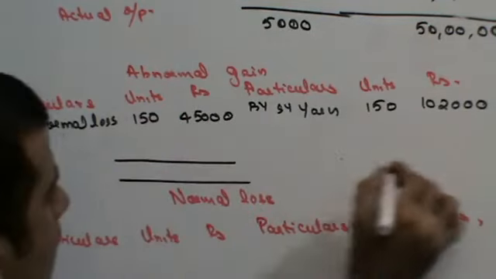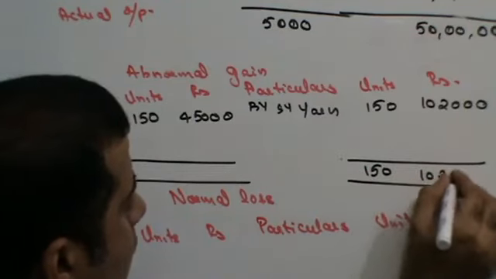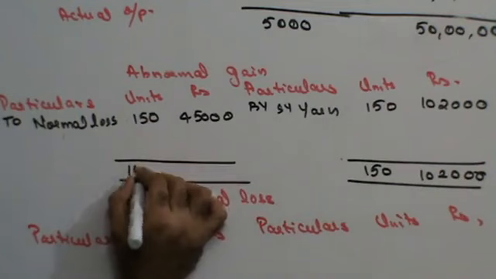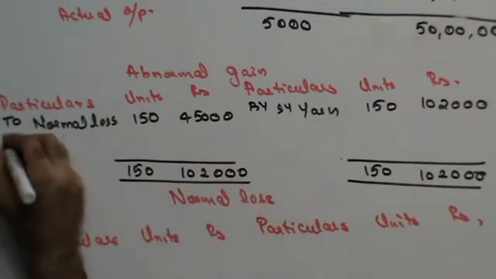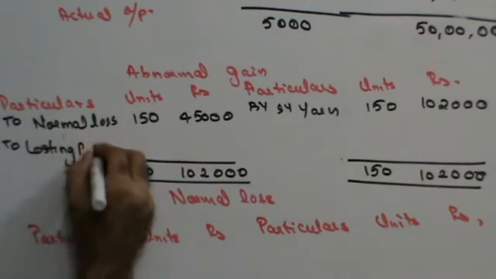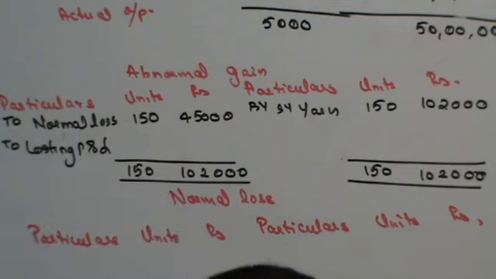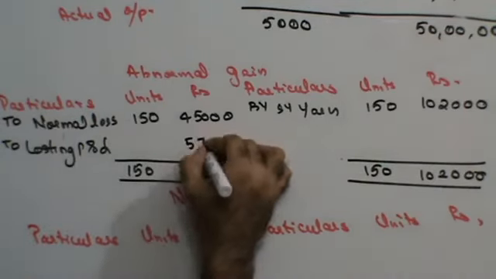Tally this out. 150, 1,02,000, 150, 1,02,000. The difference is going to be to costing P&L. And the amount in costing P&L account is going to be 67,000.